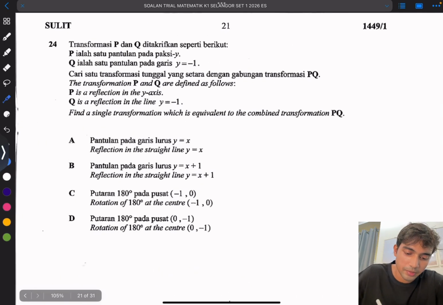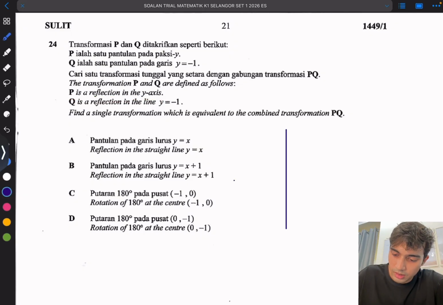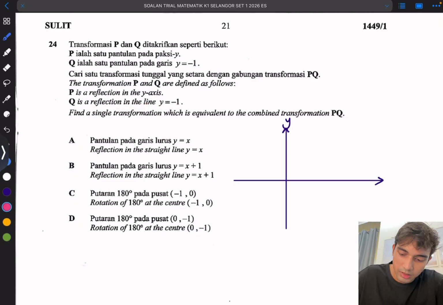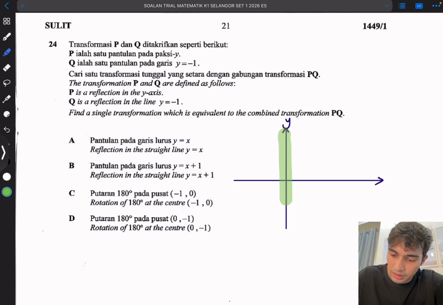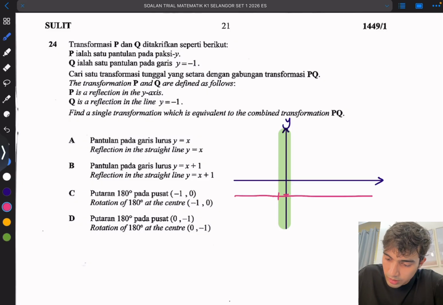24. The transformations P and Q are defined as follows. P is the reflection in the y-axis, and Q is a reflection in the line y equals to -1. So this is our y-axis. y equals to -1 will be here. So this is your reflection.